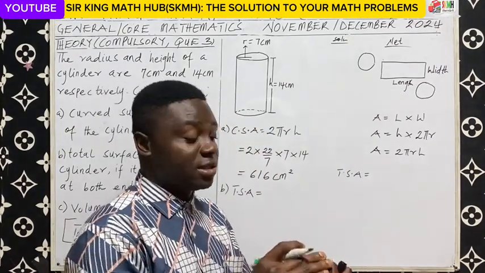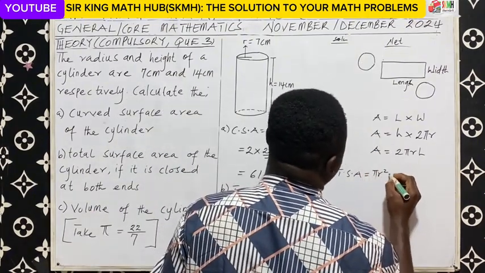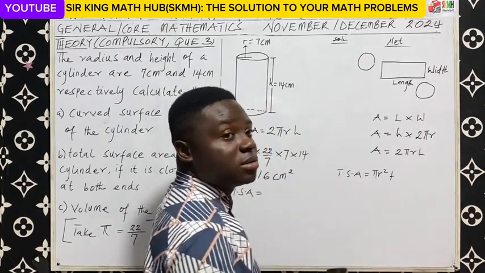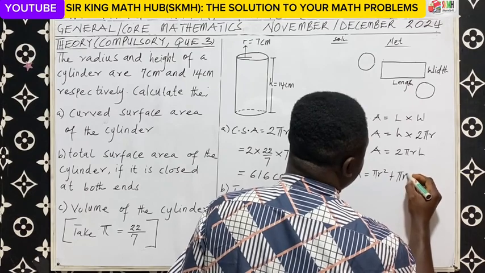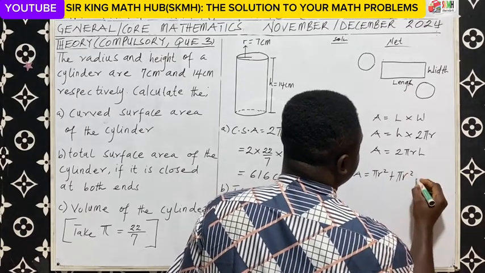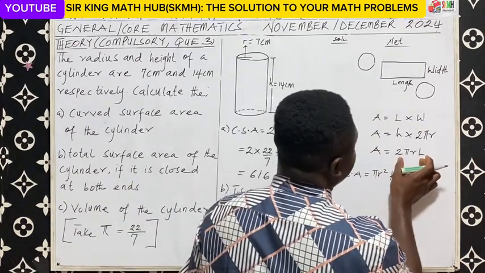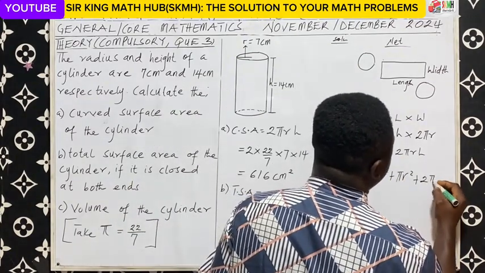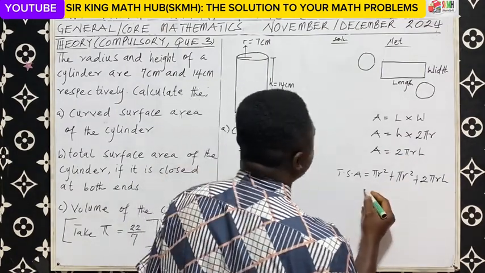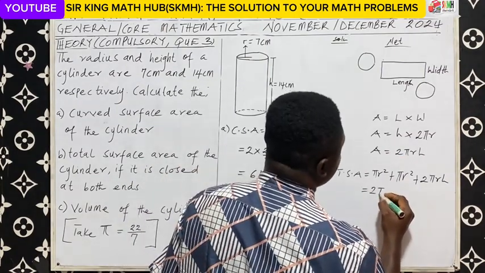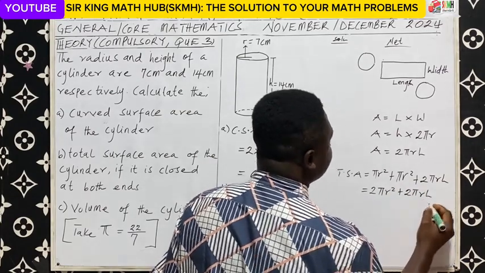The top area is a circle, and we know the area of a circle as pi r squared, plus the circular base. The area of a circle is also pi r squared, plus the curved surface area. As it stands now, we know the curved surface area of a cylinder as 2 pi r h. So what is pi r squared plus pi r squared? That should give us 2 pi r squared plus 2 pi r h.